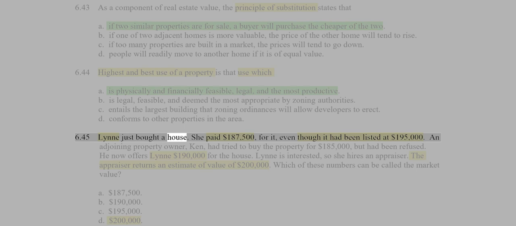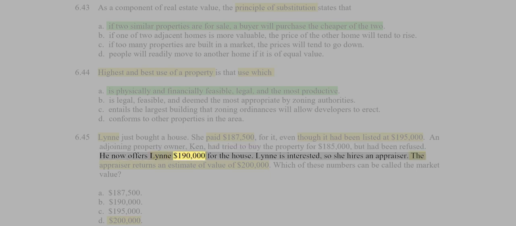6.45 Lynn just bought a house. She paid $187,500 for it, even though it had been listed at $195,000. An adjoining property owner, Ken, had tried to buy the property for $185,000, but had been refused. He now offers Lynn $190,000 for the house. Lynn is interested, so she hires an appraiser.